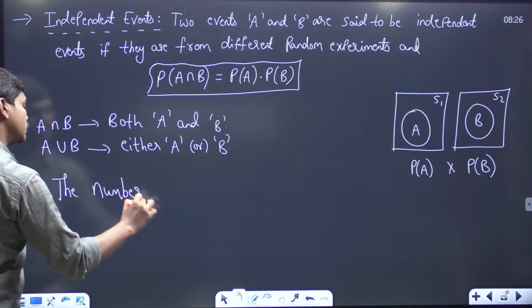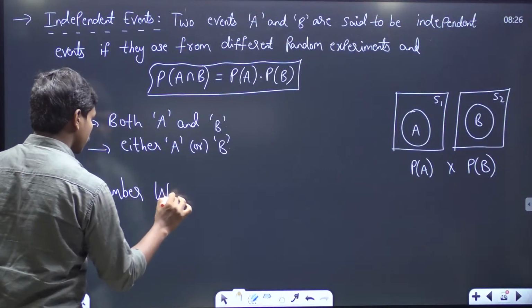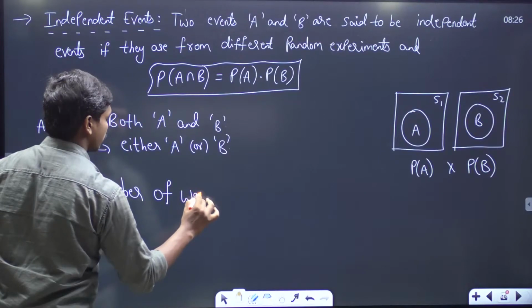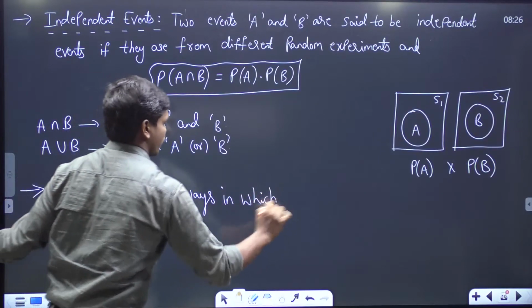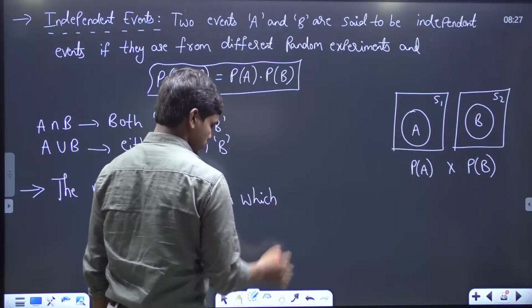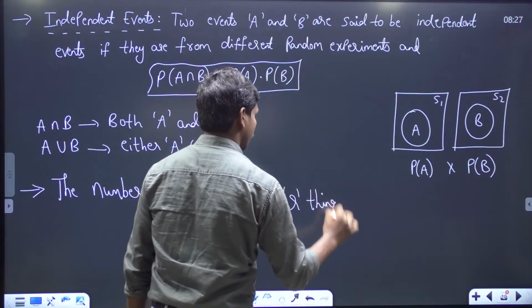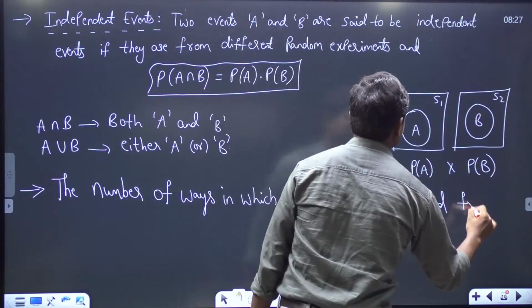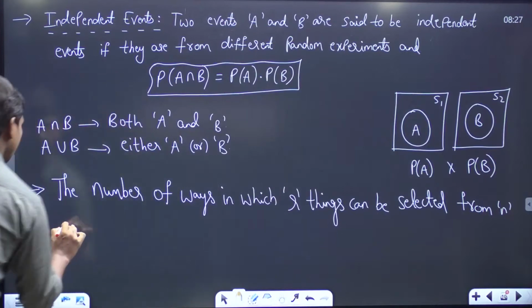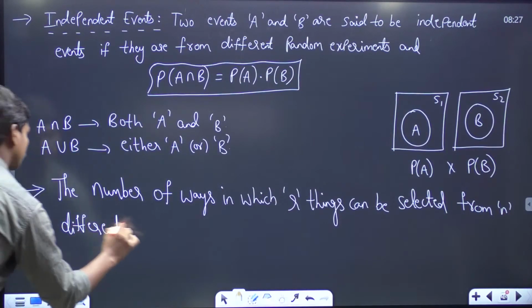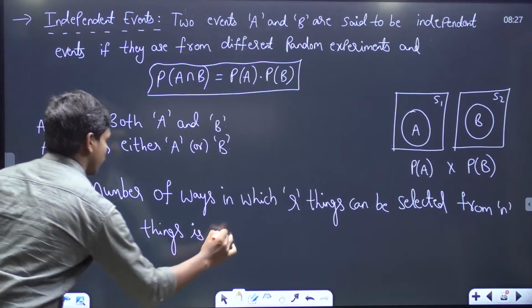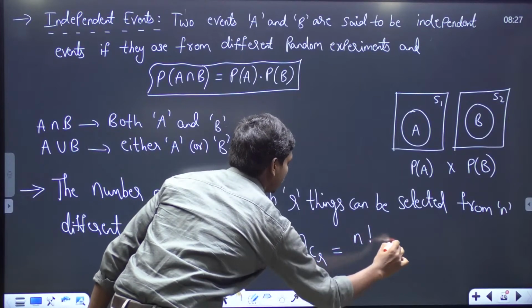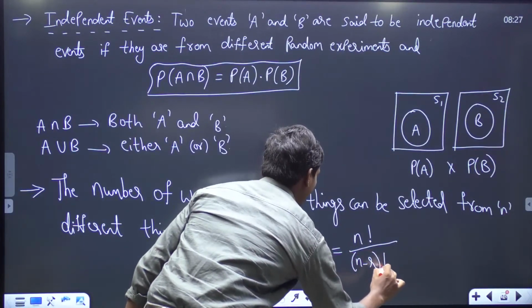Because you may need them while solving problems, the number of ways in which r things can be selected from n different things is given by nCr, and this is equal to n factorial divided by (n minus r) factorial into r factorial.